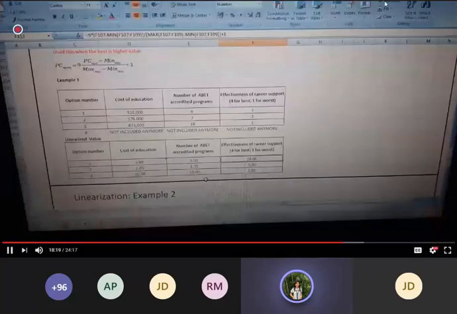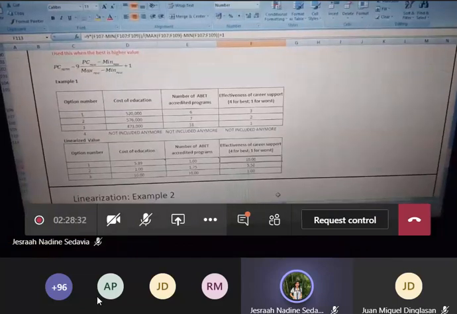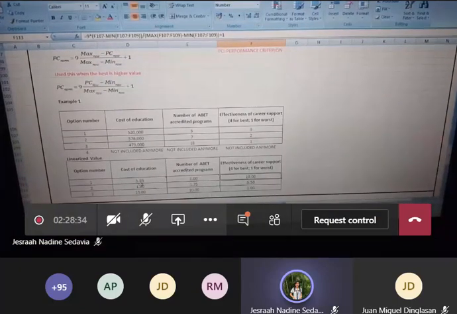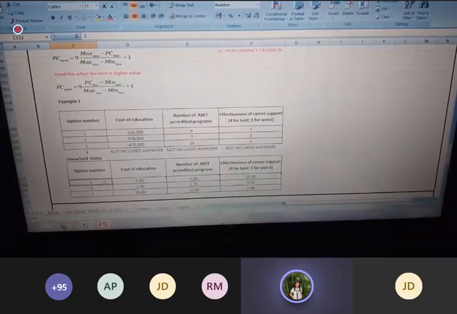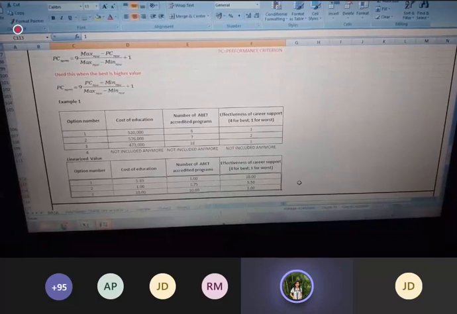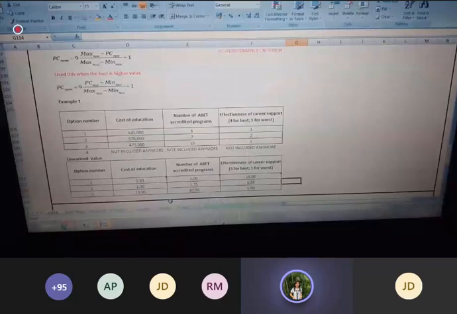So the linearized value for our example number 1 is this one. We consider here, for options 1, 2, and 3, this is the linearized value. Looking at the options now, who got the 10 scale, this is better, and this is better.